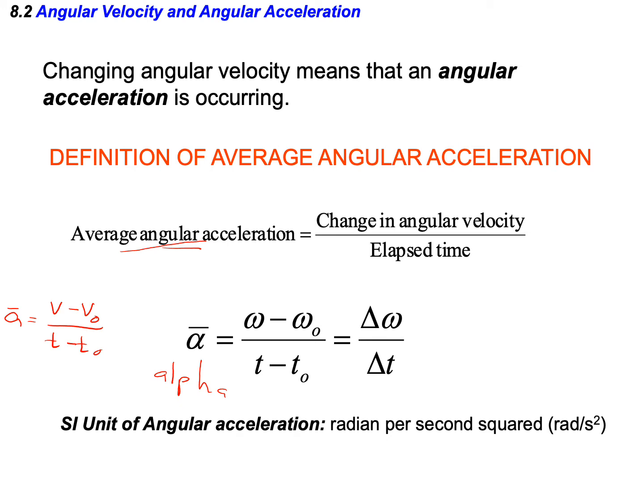So the SI unit of angular acceleration is radian per second divided by second. So radian per second or radian per second square.